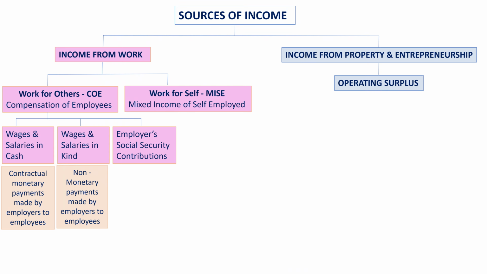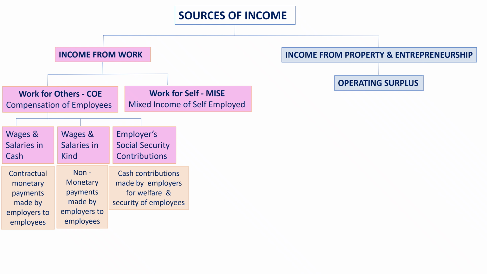Wages and salaries in kind are the non-monetary payments made by the employers to the employees, or the benefits given by the employers to the employees. It includes free accommodation, free telephone service, free car service, free newspapers and journals, etc. And a very, very important component, uniform for the defense personnel.